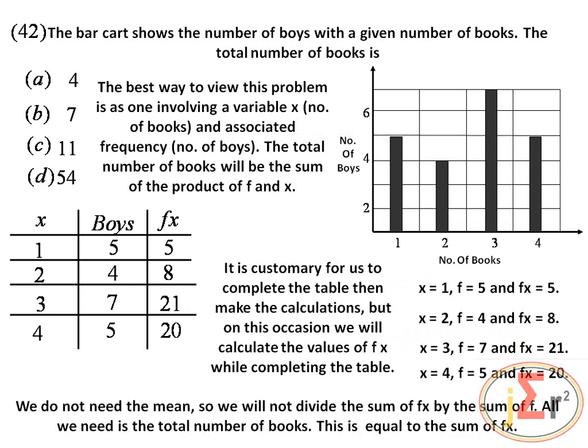We do not need the mean, so we will not divide the sum of fx by the sum of f. All we need is the total number of books. This is equal to the sum of fx, and that is equal to 54, and the correct answer is option D.